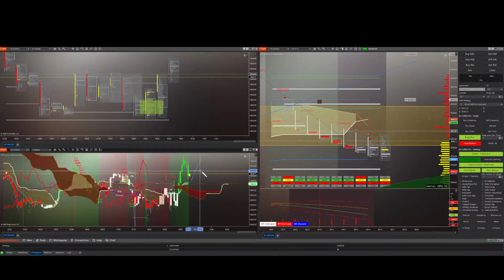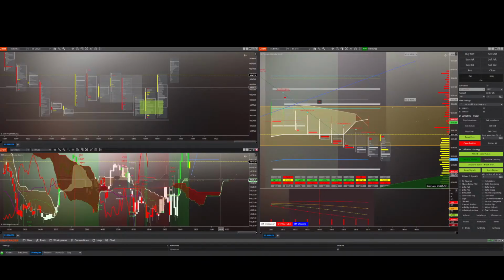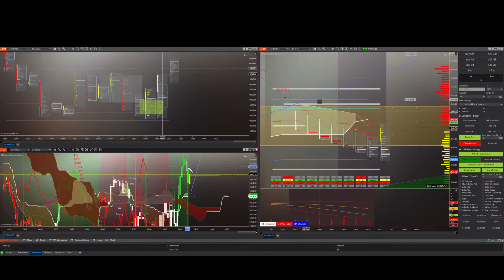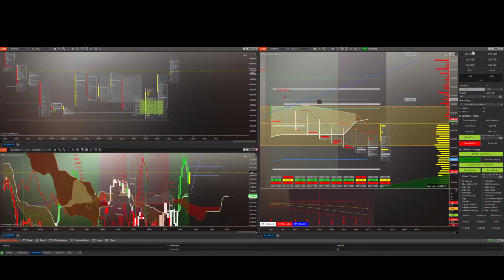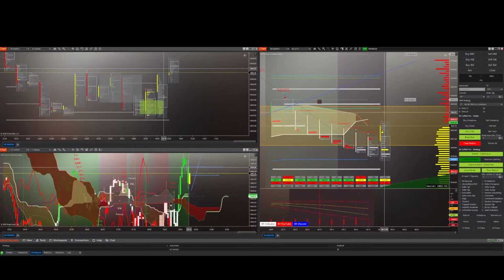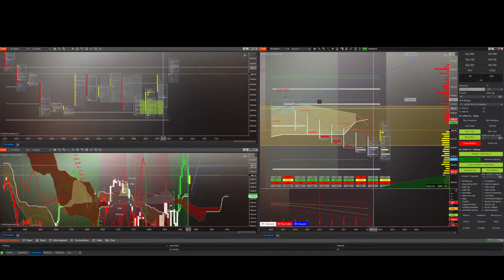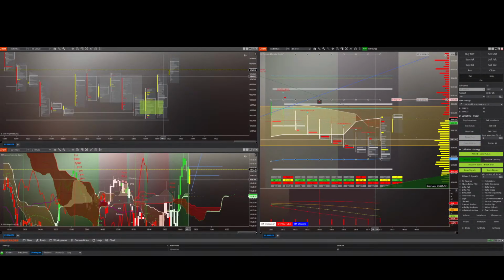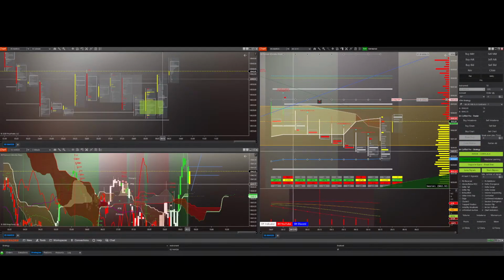So on a 50% retracement of that candle, we can look for a re-entry, a full entry there if we'd like. But I'm looking at this level here. I'd probably go right there. Order submitted.